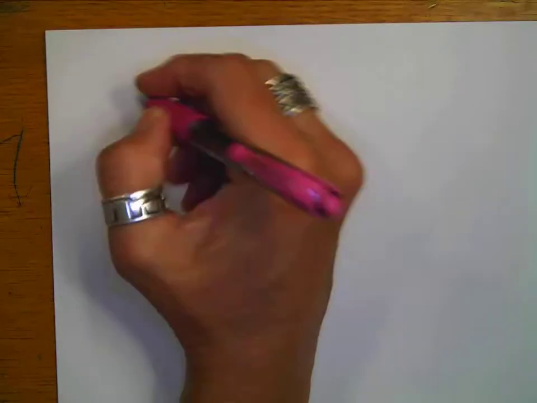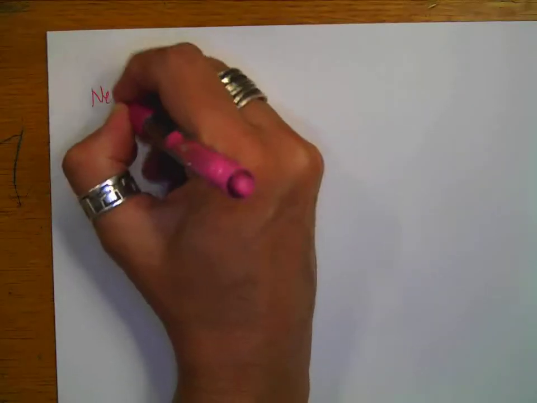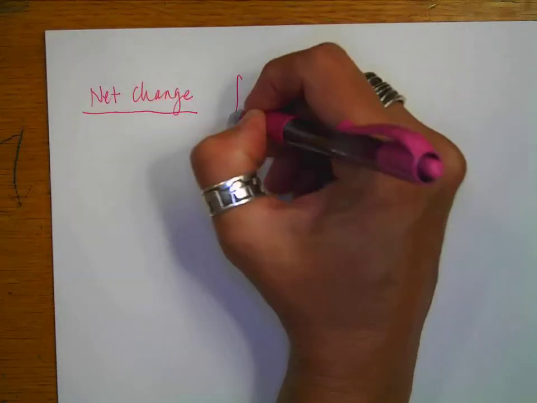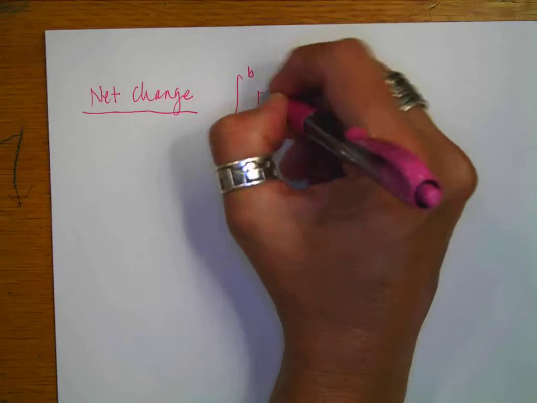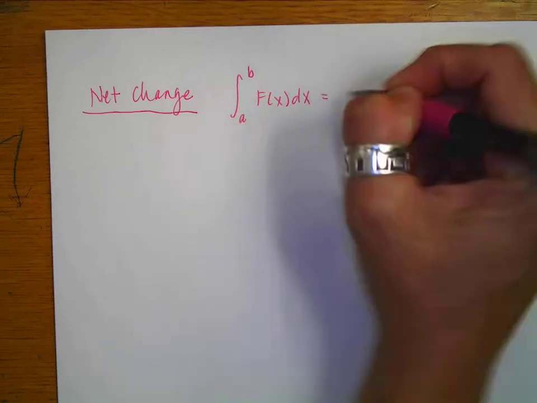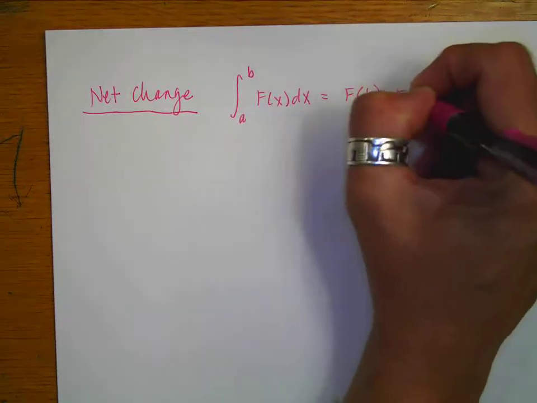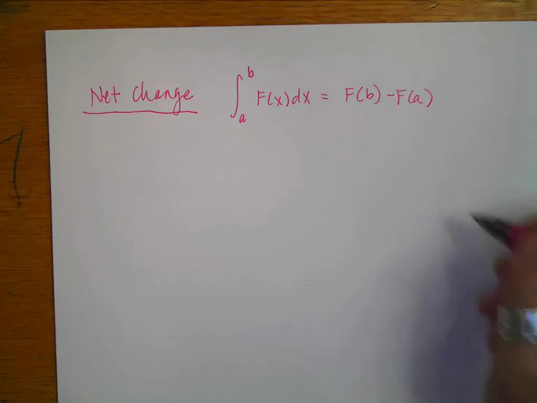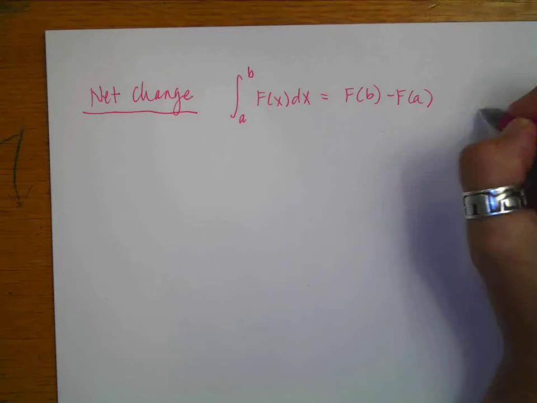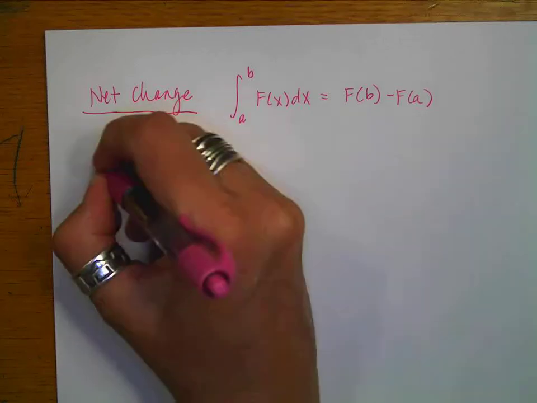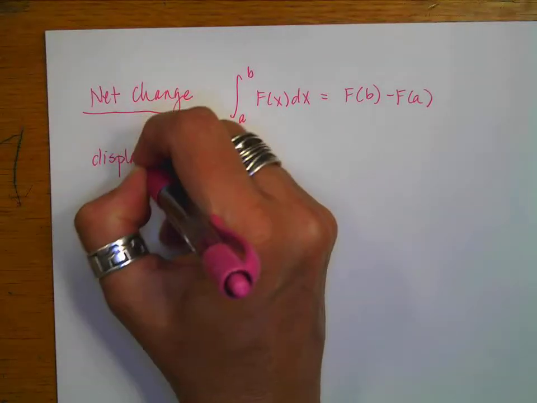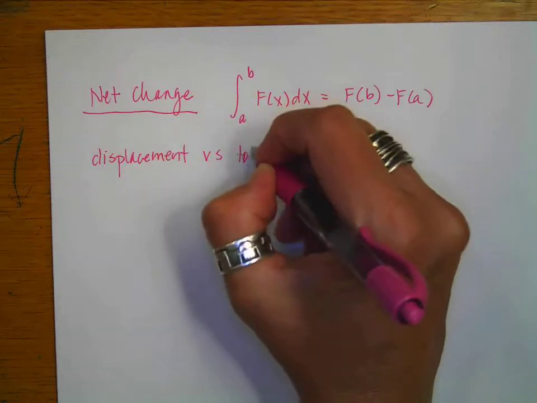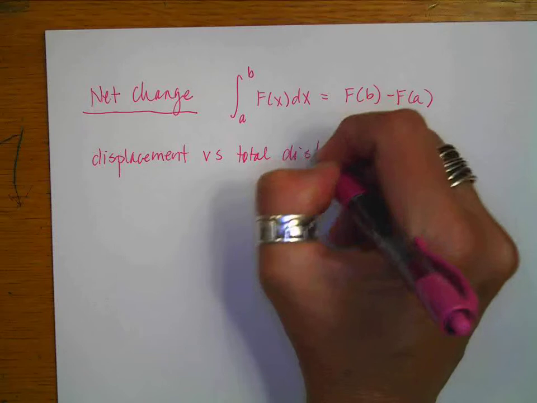All right, actually, I lied. Let's talk about net change first. Okay, net change says if I have an integral from a to b of f of x dx, it's just going to be F of b minus F of a. It's very similar to the mean value theorem for integrals. So we call this the net change, but what we're going to start talking about is displacement versus total distance traveled.